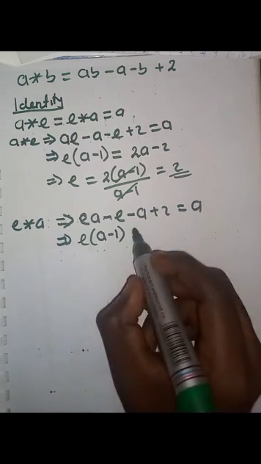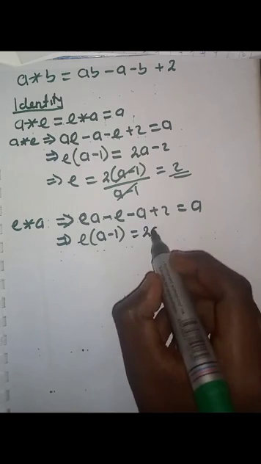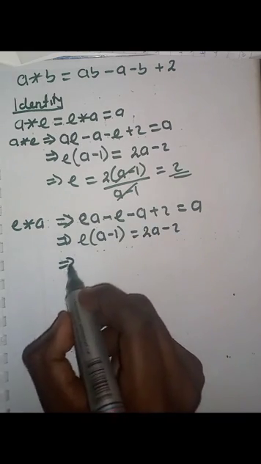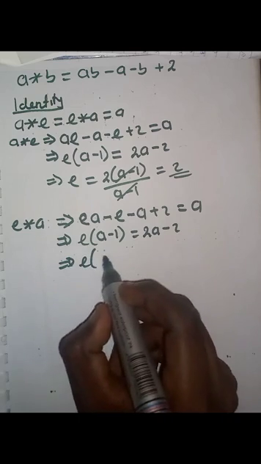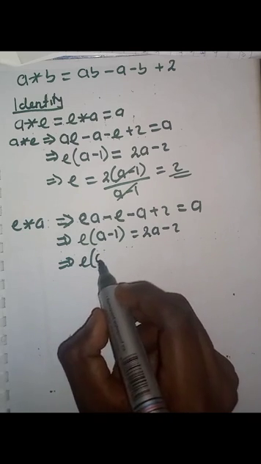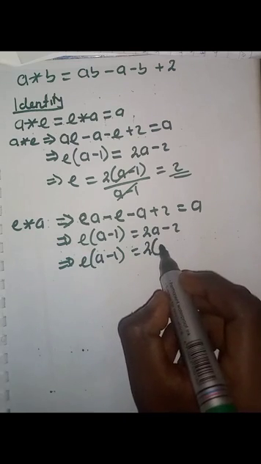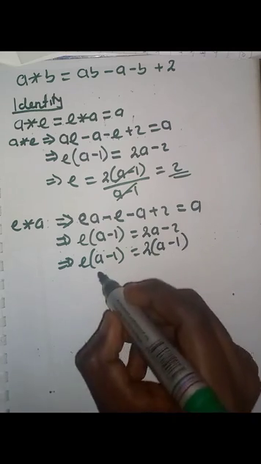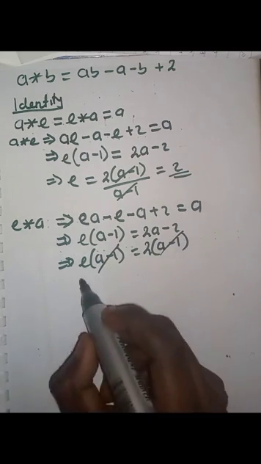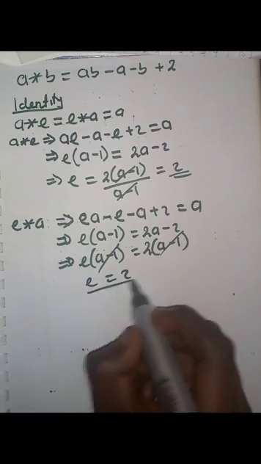This A goes that way, becomes 2A minus 2. So this is going to be 2A minus 2. Implies I'm going to factor out my E. I'm going to have E into A minus 1, which is the same like what? 2 into what? Into A minus 1. Great. I have A minus 1, it can cancel. So I just have my E to be equal to 2.